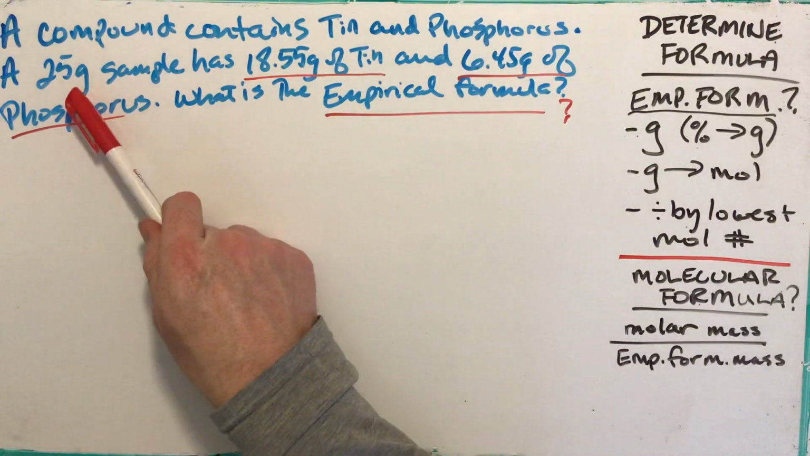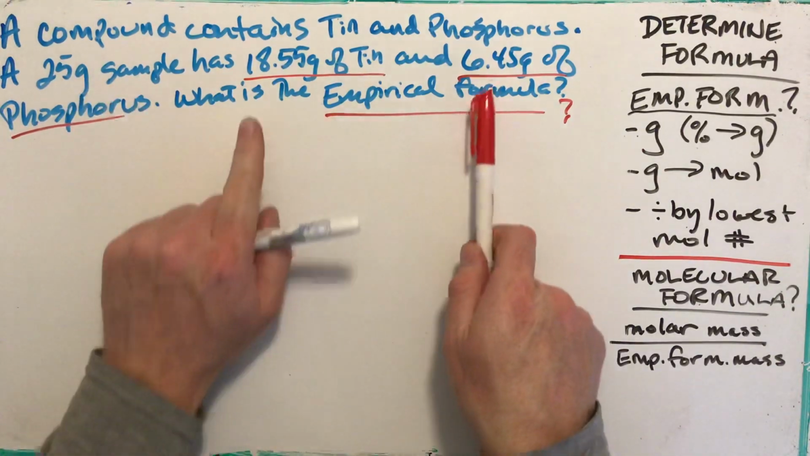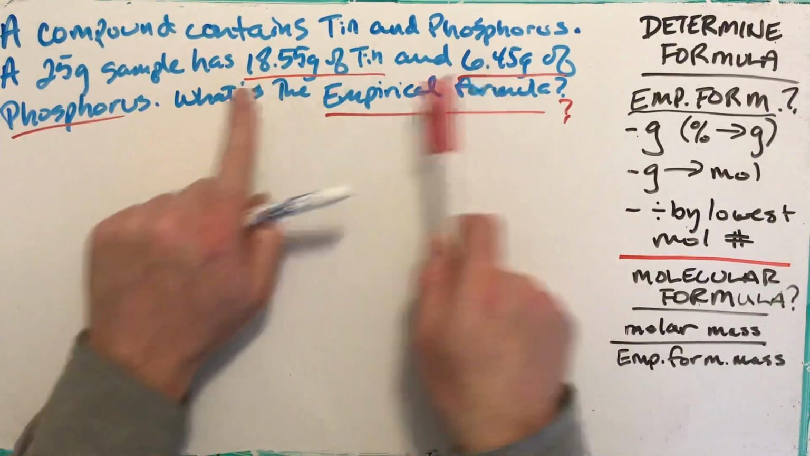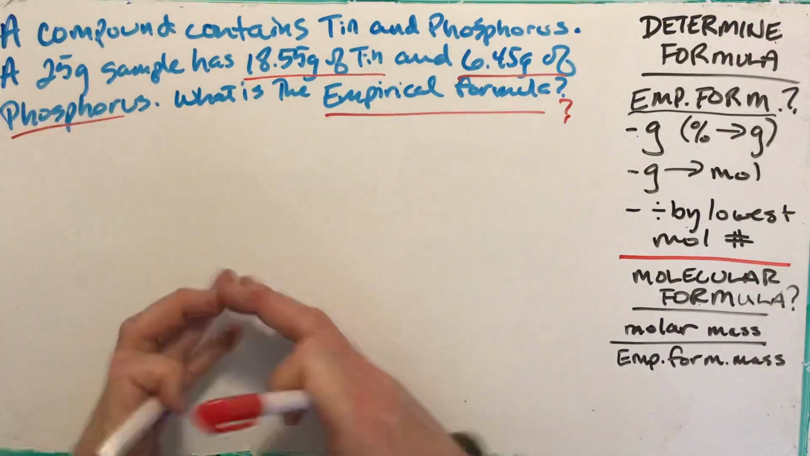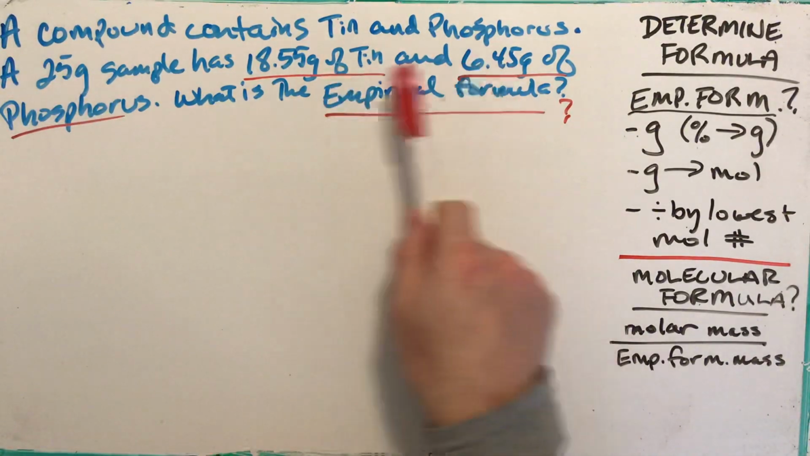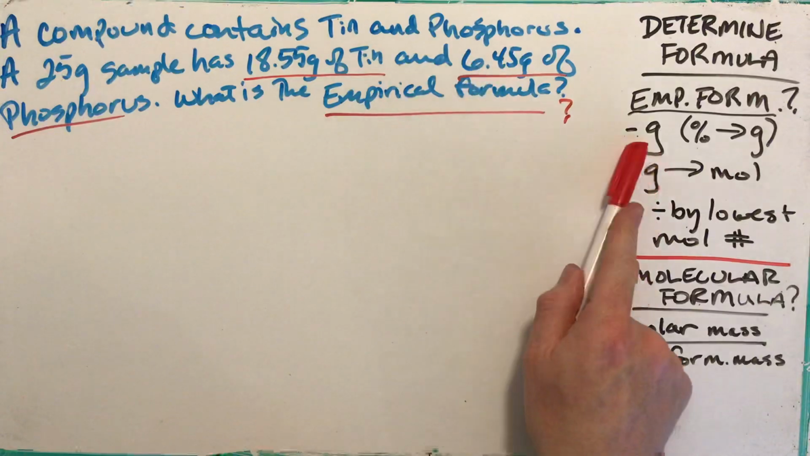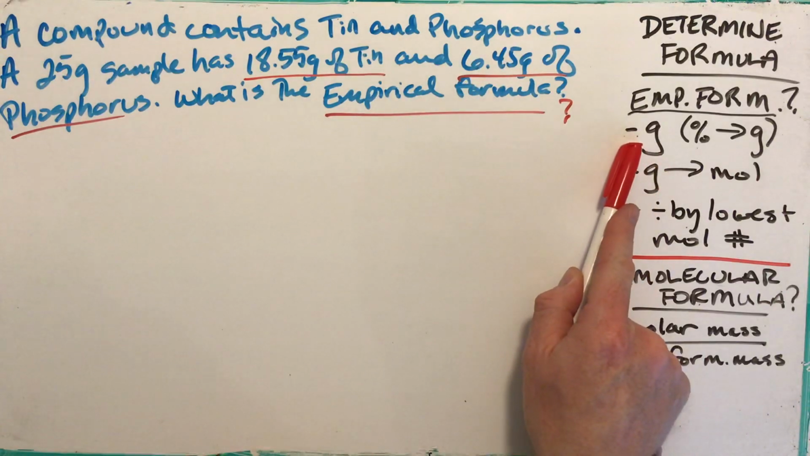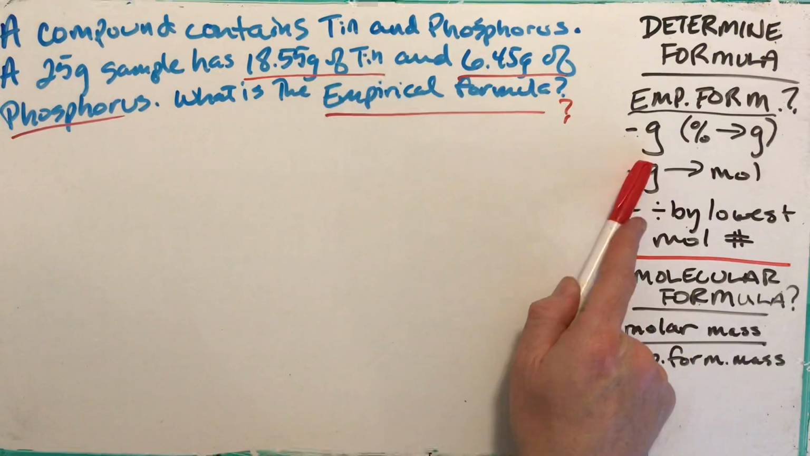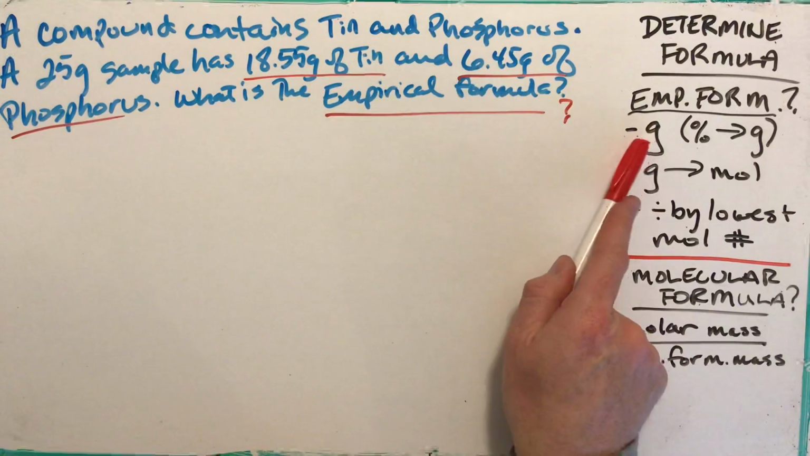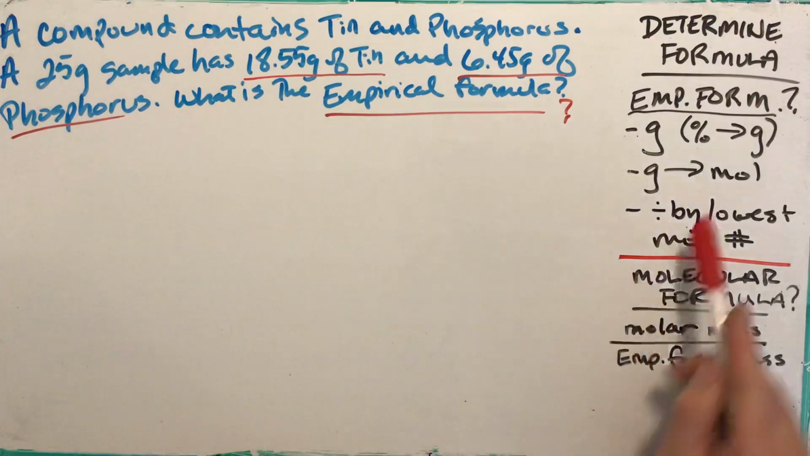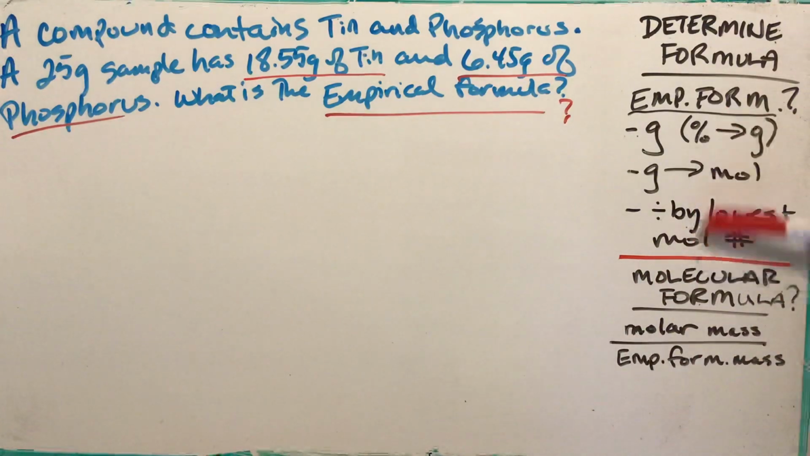The 25 grams is not an important number. These two values here add up to the 25. It just says, hey, this compound, I've got 25 grams of it. These are the individual masses. And that's what I need, the mass of each element in the compound. So I've got my mass of tin, I've got my mass of phosphorus, so I'm good. And I'm looking for the empirical formula, so I got to start these steps right here. I got to do these.